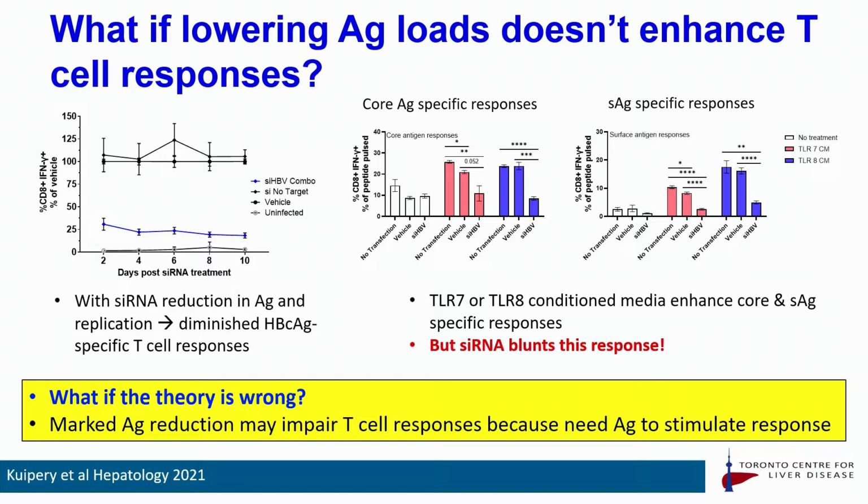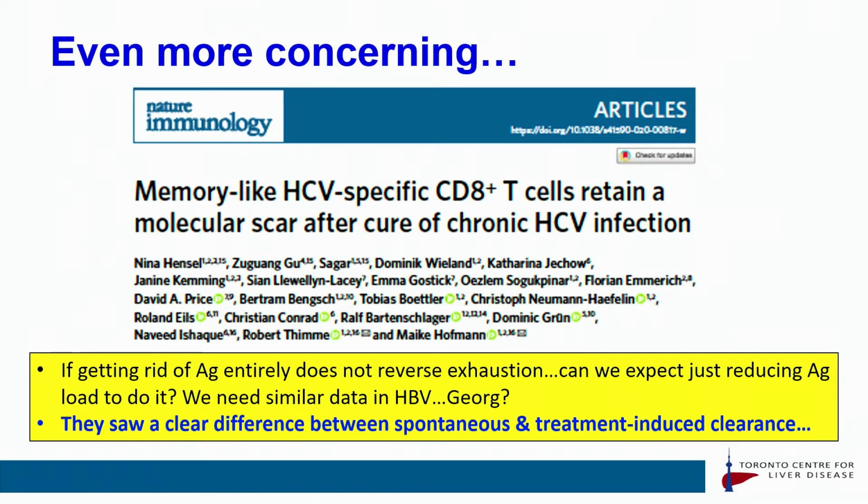Now, if you give conditioned media with TLR7 or TLR8 to stimulate the response, what you see is that you enhance the core and S antigen specific responses. But if you give an siRNA with that, what you see is that you actually blunt that response, in the sense that you need some antigen there to maintain the response. And obviously, whether this actually happens and whether this is truly physiologic when you replicate this experiment may not be so clear, but I think it's an important consideration when you try to think about the combinations.